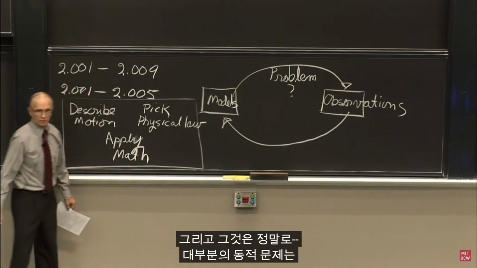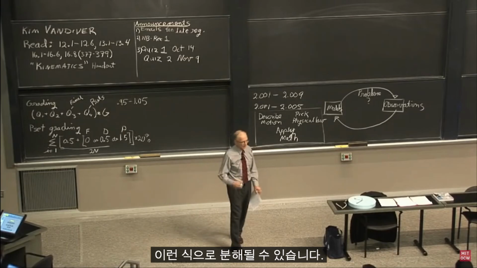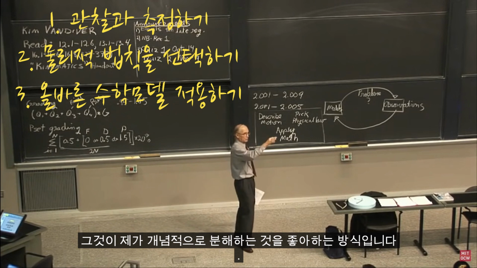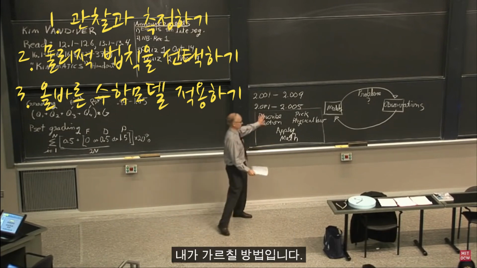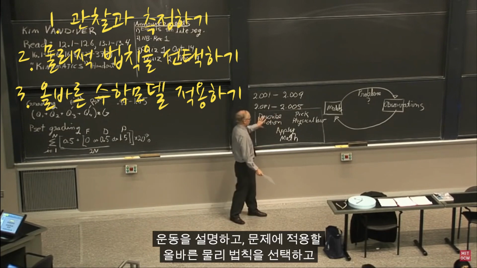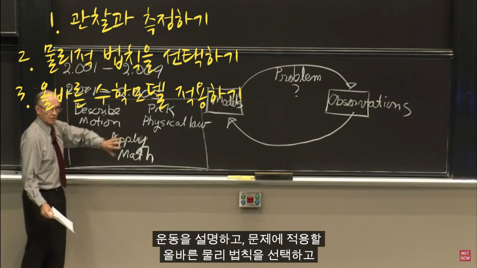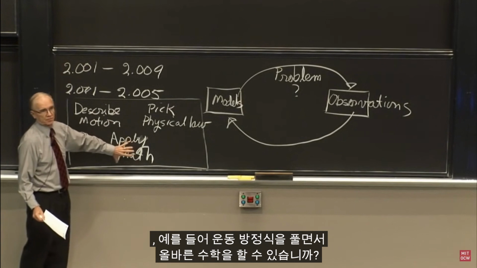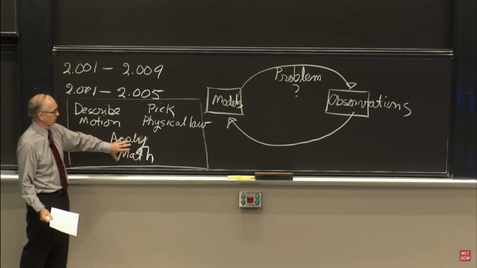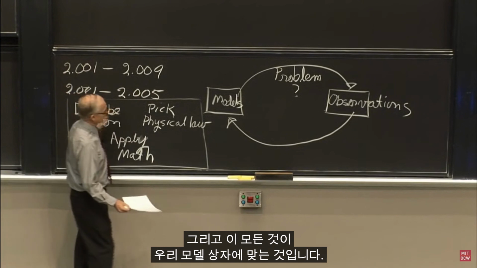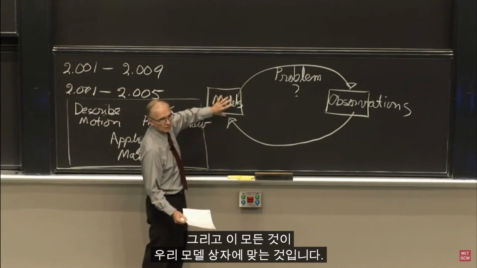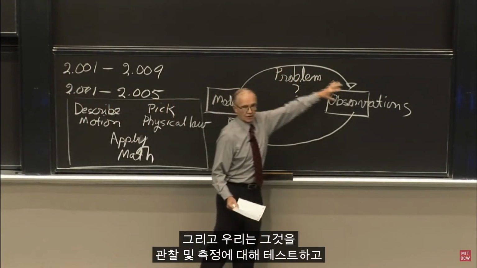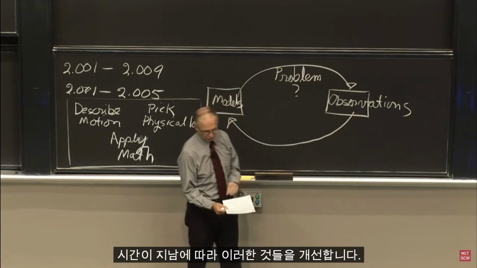And that's really most dynamic problems can be broken down this way. This is the way I like to conceptually break them down. You might have another model, but this is the way I'm going to teach it. So you need to describe the motion, pick the correct physical laws to apply to the problem, and be able to do the correct math, solving the equation of motion, for example. And this is what fits in our models box. And we test it against observations and measurements and improve those things over time.